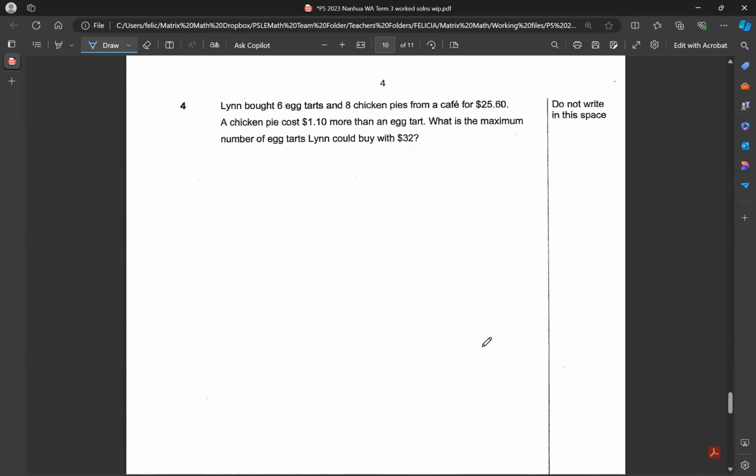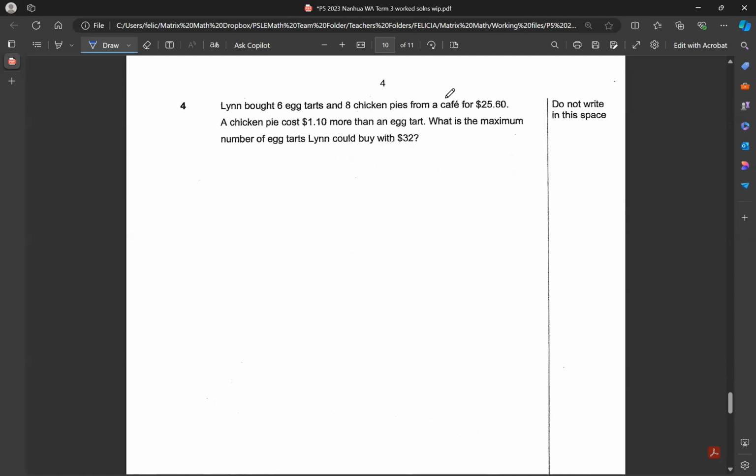Okay, Lynn bought 6 egg tarts and 8 chicken pies from a cafe for $25.60. And the chicken pie cost $1.10 more than an egg tart. What is the maximum number of egg tarts she could buy with $32? Okay, so actually for this question, there are two concepts involved. First concept, if you can actually read from the first two sentences, if you can tell, it's actually your stacking model concept.